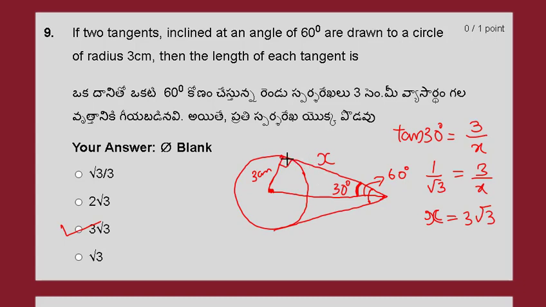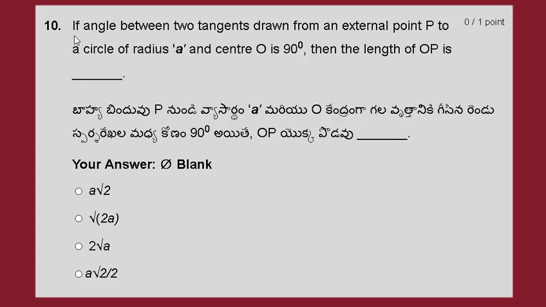The next question is, if the angle between two tangents drawn from an external point P to a circle of radius A and center O is 90 degrees, then the length of OP is. To solve this problem, let us draw a circle with center O and radius A. Let us take an external point P and draw two tangents which are at an angle of 90 degrees like this.